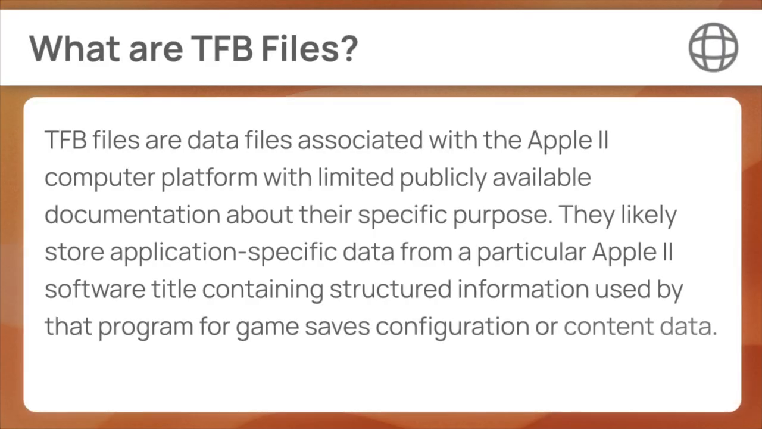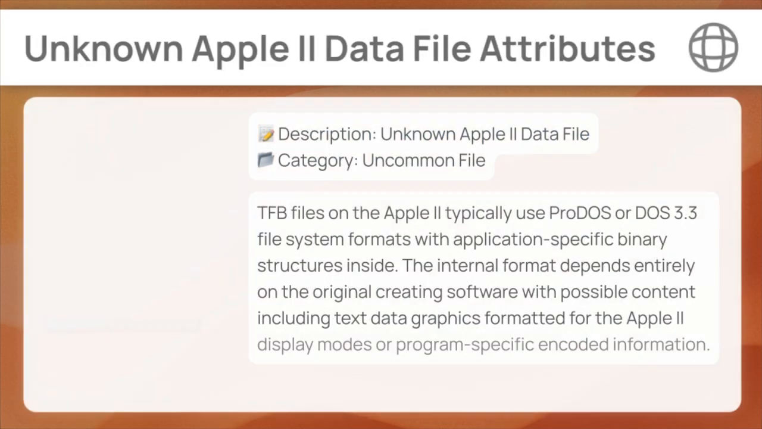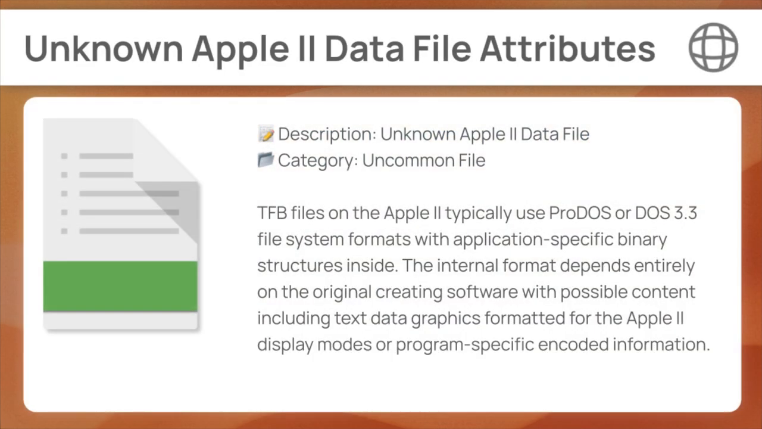TFB files are data files associated with the Apple II computer platform with limited publicly available documentation about their specific purpose. They likely store application-specific data from a particular Apple II software title containing structured information used by that program, for game saves, configuration, or content data. TFB files on the Apple II typically use ProDOS or DOS 3.3 file system formats with application-specific binary structures inside.